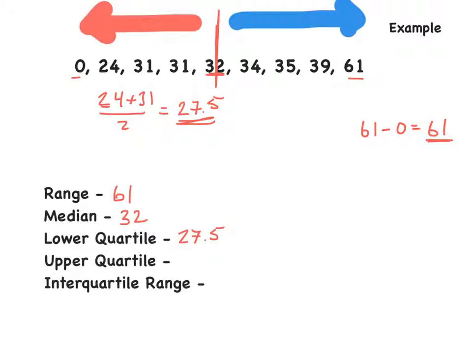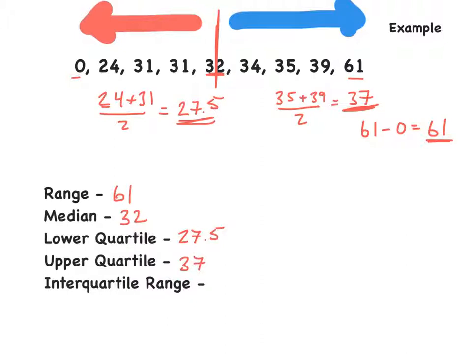For our upper quartile, we're going to go from 34 to 61. So 34, 61, 35, and 39. So we have to find the median, or find the average of 35 and 39. So 35 plus 39 divided by 2 is equal to 37. So our upper quartile is 37.